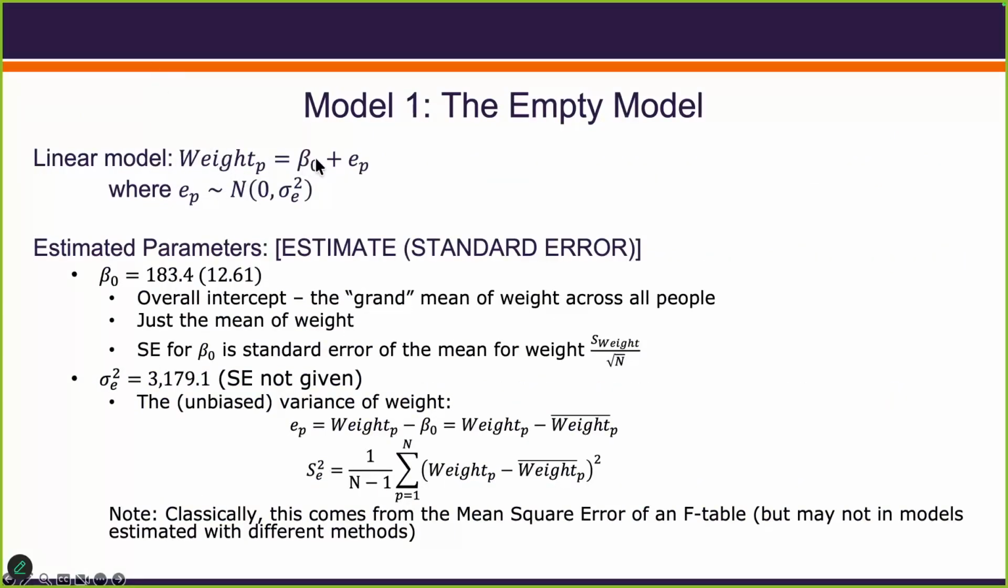Okay, so here's the empty model. We're going to take weight. We're not predicting it with anything, so we put an intercept there, and we have an error there. I used the lm function in R, but I'm not showing that to you. The intercept I got for an estimate, you'll have to trust me, but you can run it in R yourself, was 183.4. It turned out that was our overall grand mean of weight, which matches the descriptive statistics. Not only that, sigma squared error was 3,179.1 with no standard error.